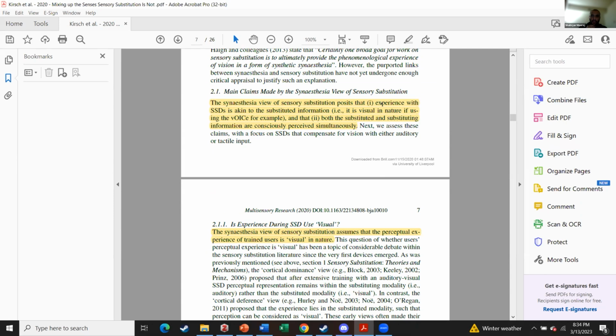One is that experience with SSDs is akin to the substituted information. I'm not totally sure what they mean by that. I've tried reading a bit, but my understanding, at least, is that what they're trying to say is that it should invoke the same sort of feeling or sensation as if you had experienced the original information. So the idea is that if the thing we're trying to replace is reading, you should get the same sort of experience of reading through Braille as you do through visually seeing the letters.